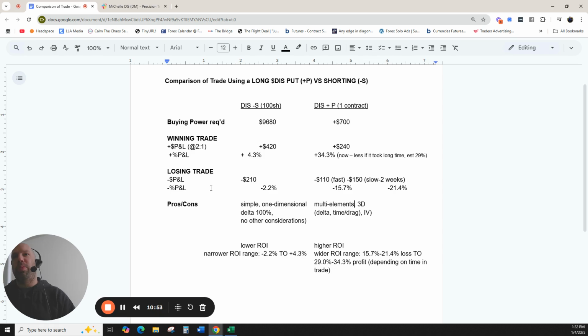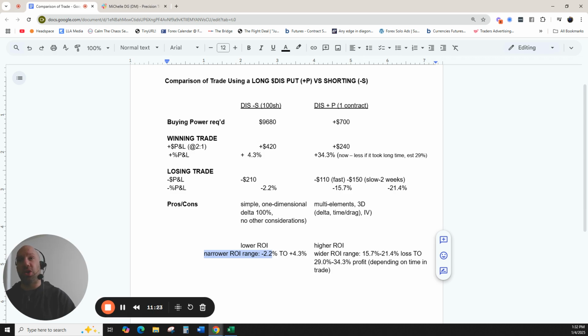All right. So back to the pros and cons. Simple trade, a little bit more. I hate to use the word complicated, because if you approach this like I teach my students to approach an option trade, like a checklist. More on that later. Okay, now here, the lower ROI, higher ROI is just very straight in your face. Okay. And then here you have the narrower ROI range, negative 2.2 versus 4.3. So it's smaller on the loss and it's smaller on the gain.